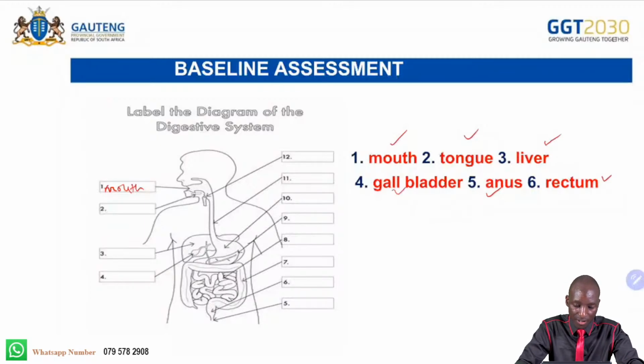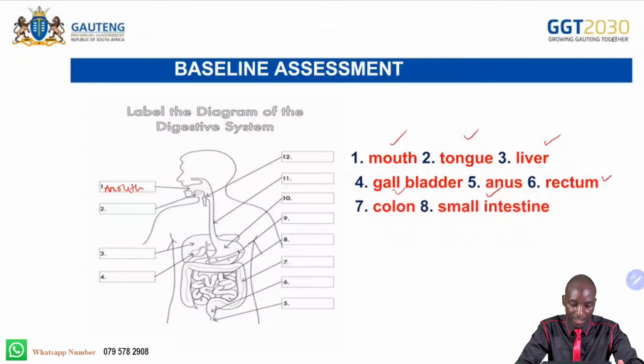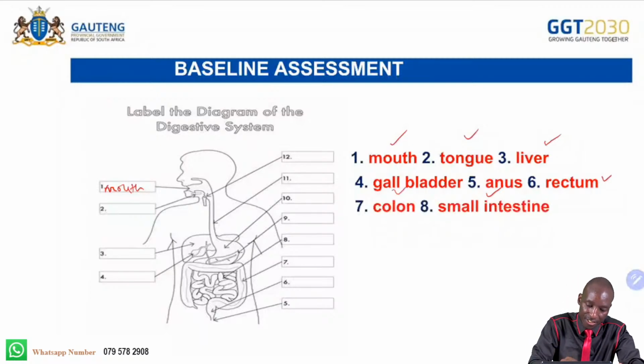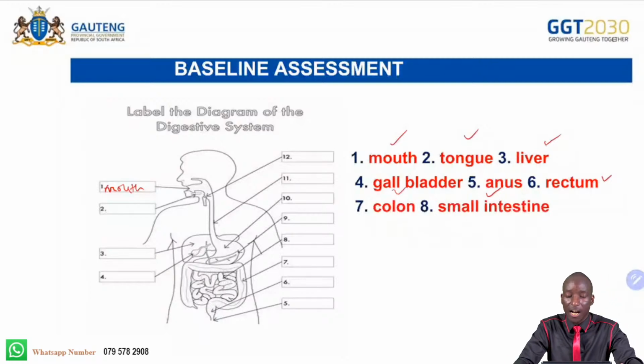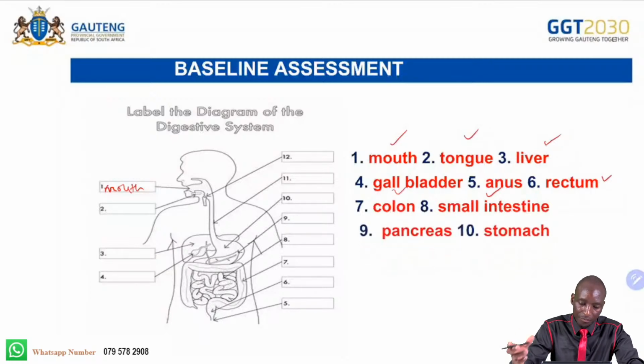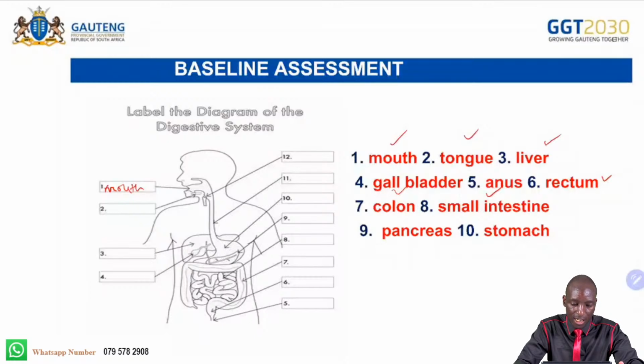Let's locate number 7. Number 7 is the colon. Then number 8, where is number 8? As you can see, that long coiled tube is the small intestine. That's number 8. Let's move on to number 9. Number 9 is over there. Number 9 is the pancreas. Then what is left is number 10, 11, and number 12.